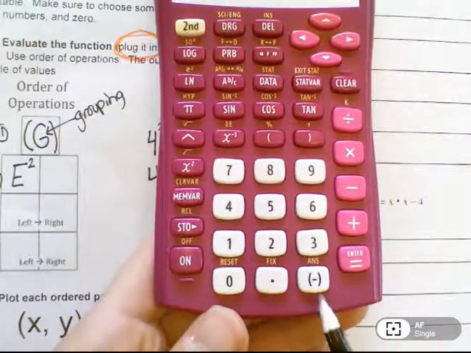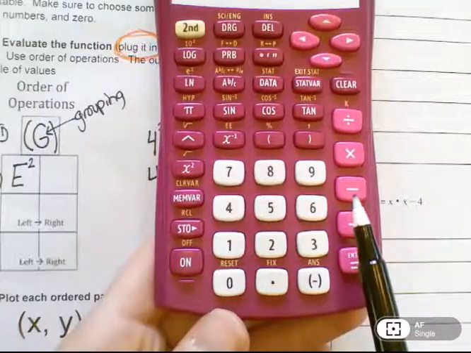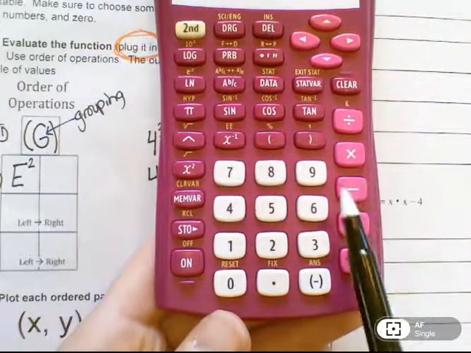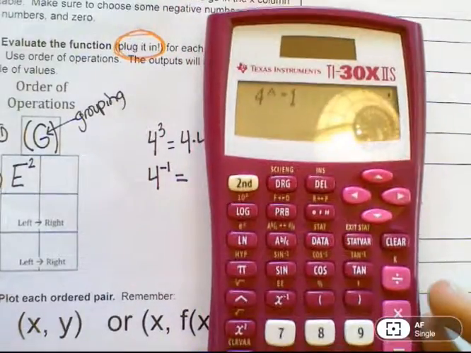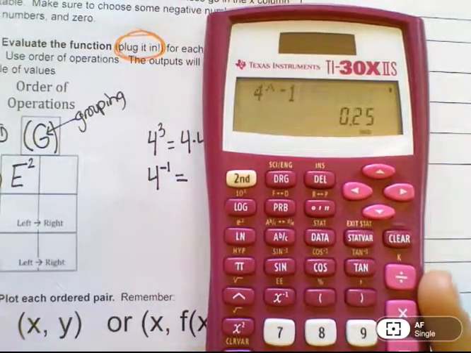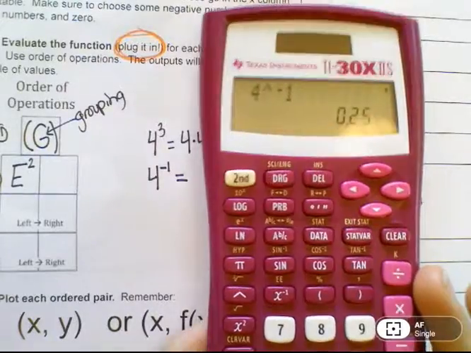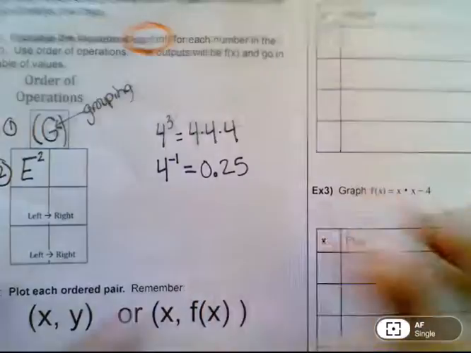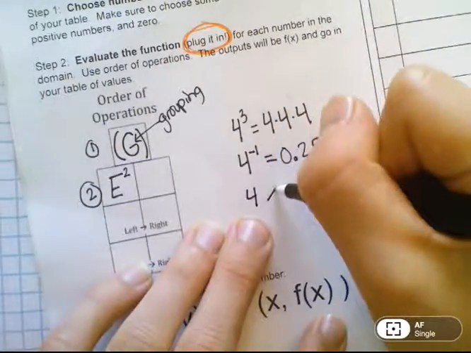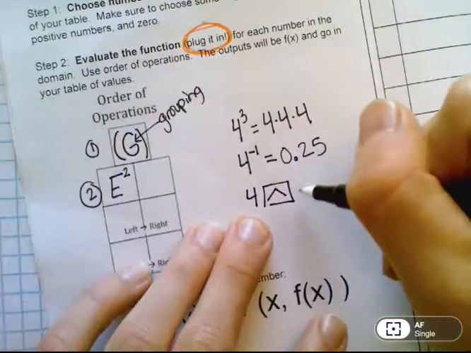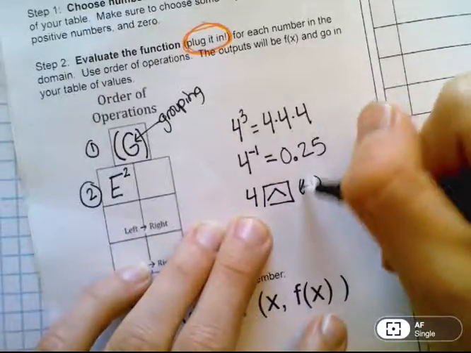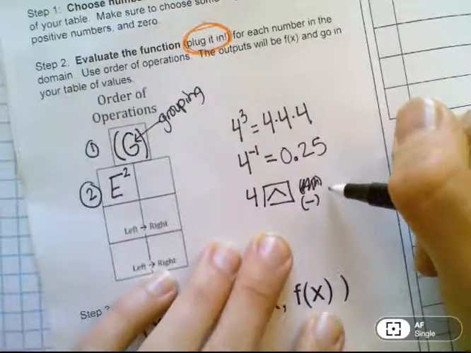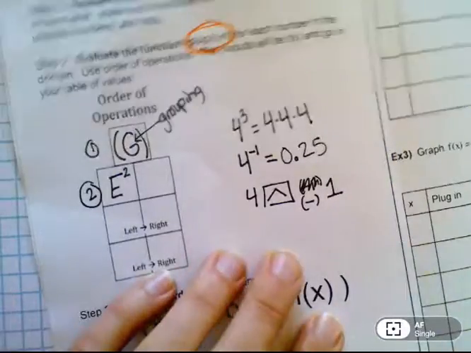By the way, that's your negative button, not your minus. So if you're doing a negative, you have to use this. If you use the other one, it'll totally mess you up, okay? So 4 to the negative first power equals 0.25, which is a little surprising, okay? And just to type, you do 4, then you do this button, then you do this button. Whoops, oh no. This button, that's the negative button, and then the 1.